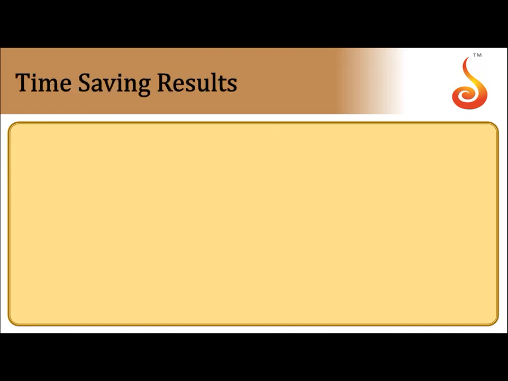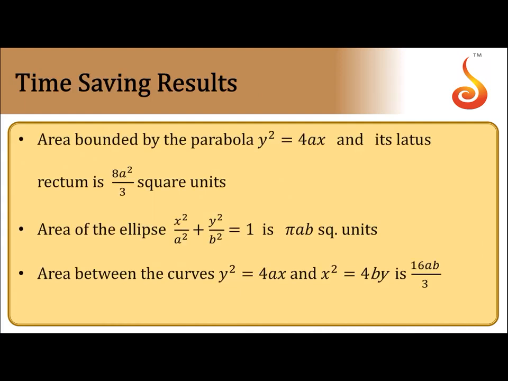Coming to the next one, there are certain formulae which save our time. If you remember the formulae, then memorize them, then you can evaluate the problems and save your time. And those formulae are: the area bounded by the curve y square equals 4ax and its latus rectum is given by 8a square by 3.